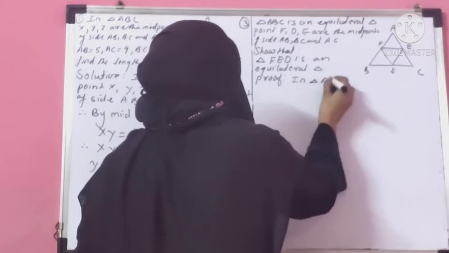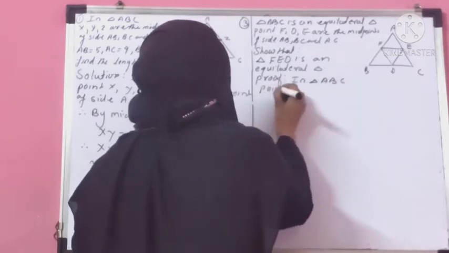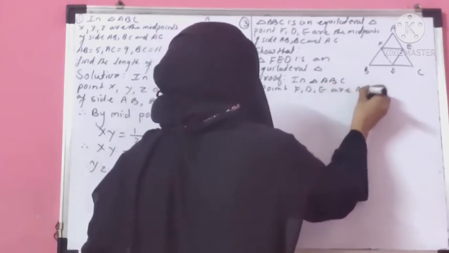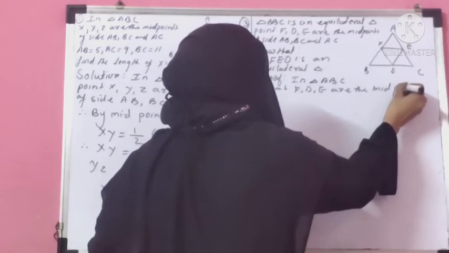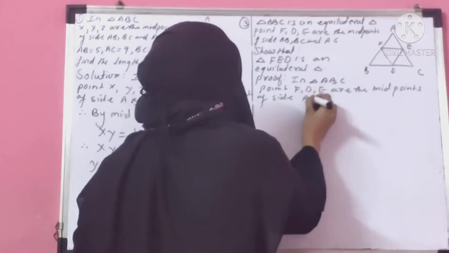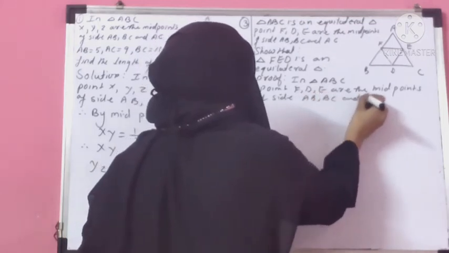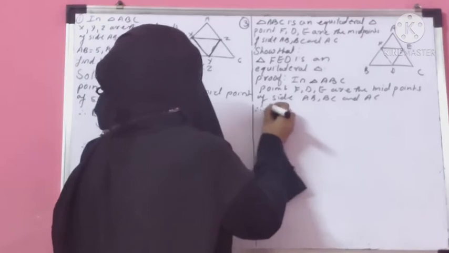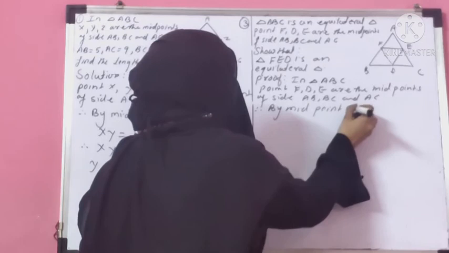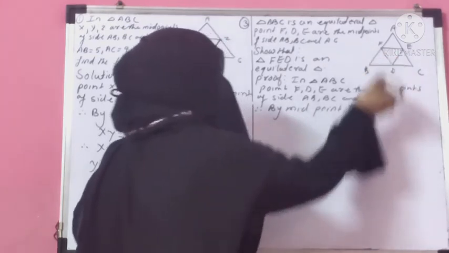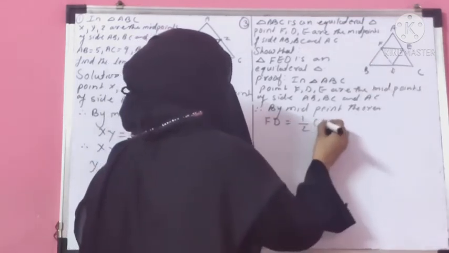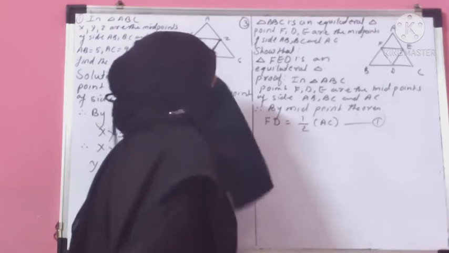In triangle ABC, points F, D, E are the midpoints of sides AB, BC and AC. So by the midpoint theorem, FD is half of the opposite side, that means AC. Give it number 1.